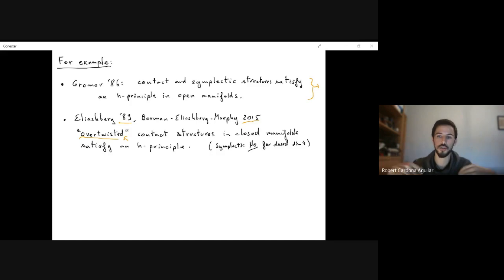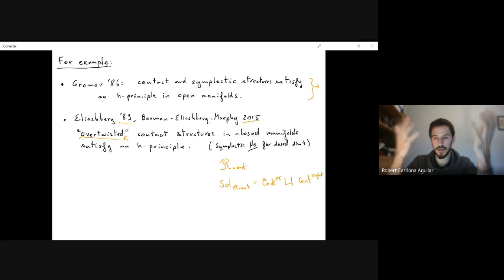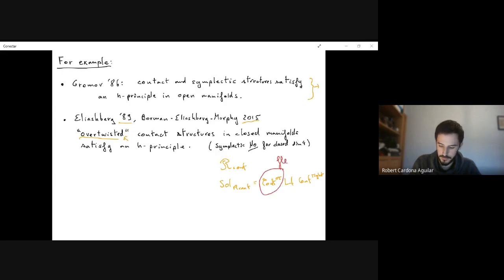So if you look at solutions to the partial differential relation, let's say R contact, so this will be the partial differential relation of being contact, there are two types of solutions. The solutions to R contact can be divided into over-twisted contact structures and tight contact structures. So there are two classes of contact structures. In this case, you say that these ones are flexible. Why? Because they satisfy an H-principle.